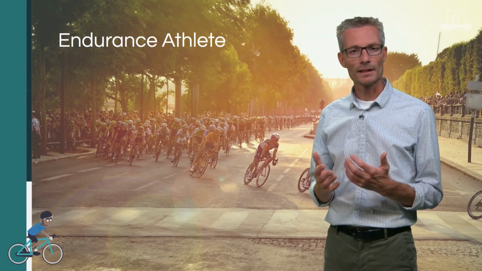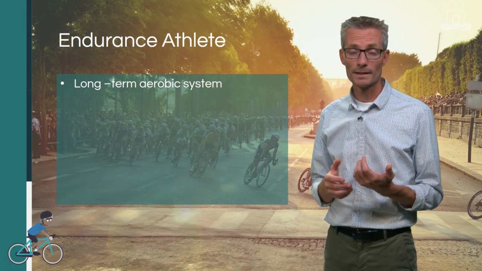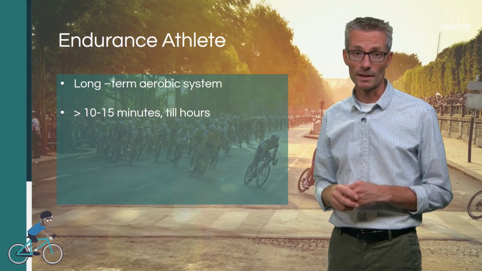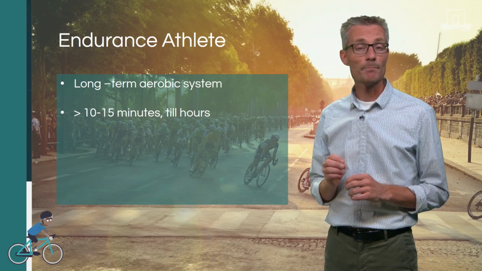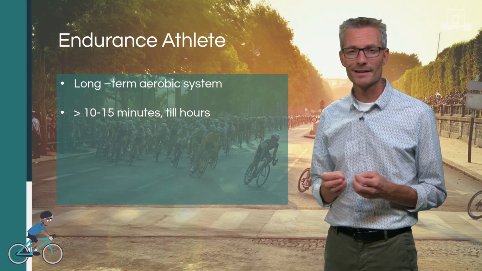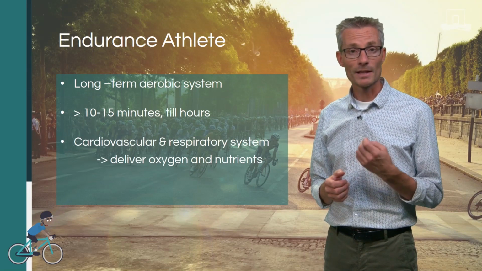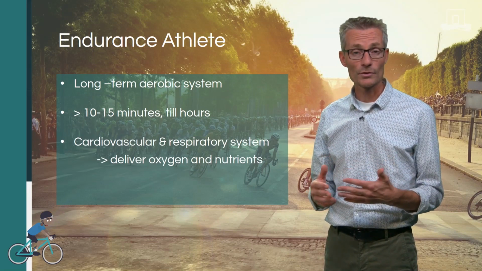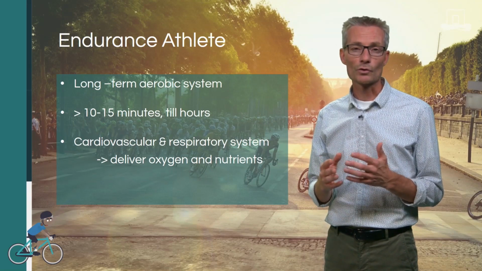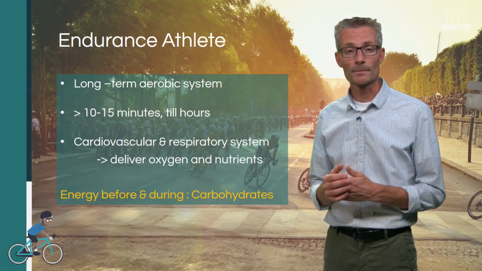The endurance athlete heavily relies on the long-term aerobic system. From a biochemical perspective, all exercise with a duration of more than 2 minutes is mainly aerobic. But in general, exercise of at least 10 to 15 minutes, up to multiple hours, is considered endurance exercise. Most iconic probably is the marathon, which is 42 kilometers or 26 miles. If the fastest man can run in close to 2 hours, amazing, isn't it? Next to the biochemical qualities of the muscle tissue, the ability of the cardiovascular and respiratory systems to deliver oxygen and nutrients to the muscle plays an important role in fatigue and performance. Nutritional strategies for these athletes mainly focus on supplying enough energy, either by optimizing stores before exercise or providing energy during exercise, in particular carbohydrates.